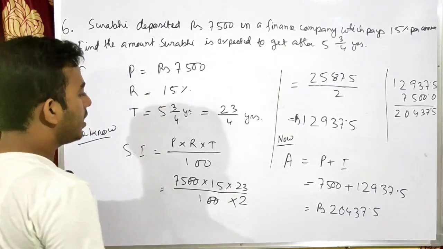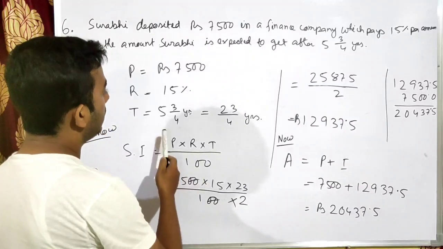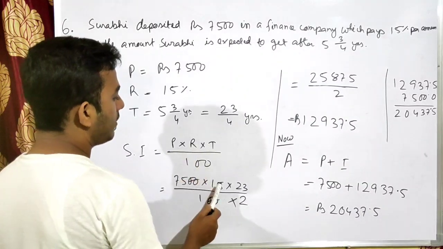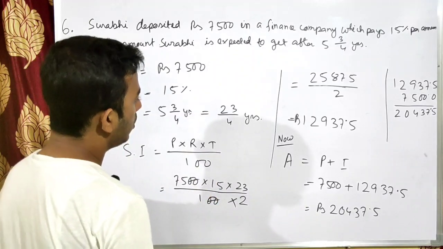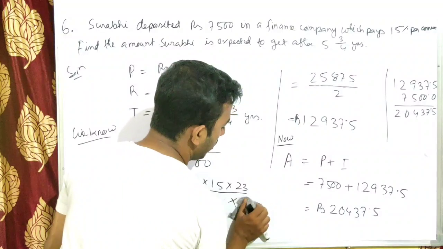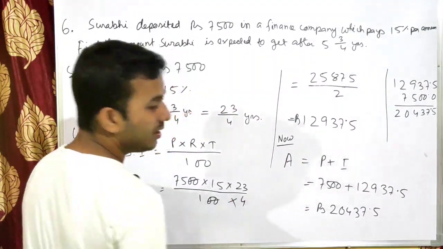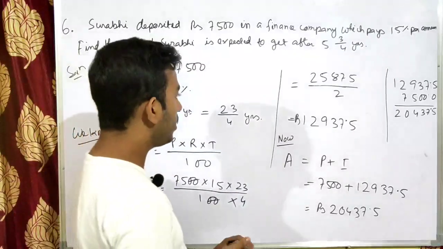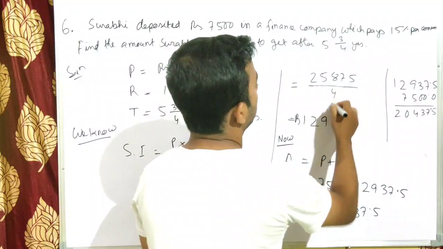Then we know SI equals P into R into T divided by 100. So P is 7,500, R is 15 and T is 23 by 4. Sorry for the mistake, here it will be 4, 23 by 4. So now its value will be changed.